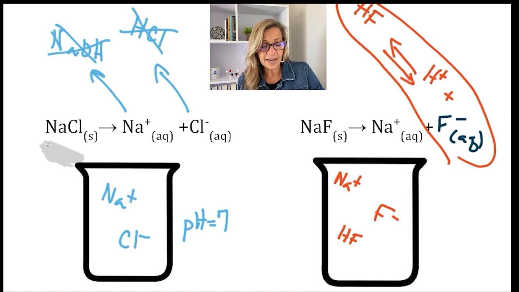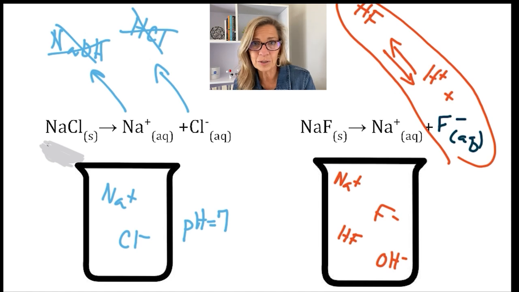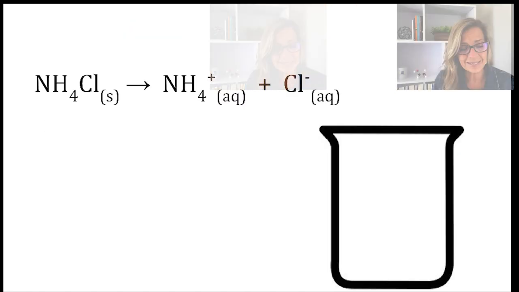Now, when we get that H plus off of water, what's going to happen? Oh, we're going to have some hydroxides floating around by themselves. And so this is going to alter the pH of this solution. And so this solution would be a little bit basic.